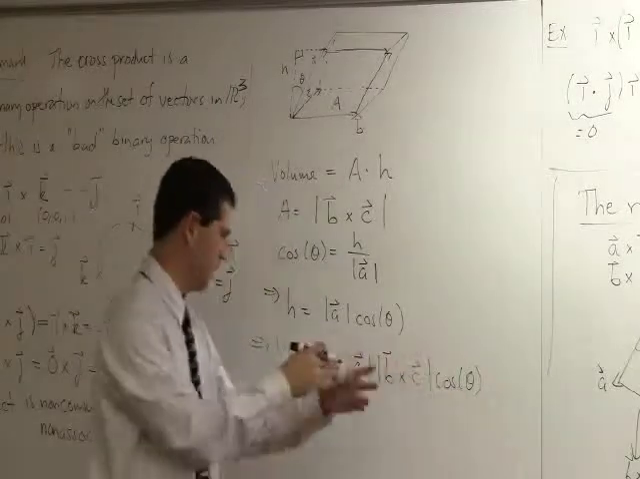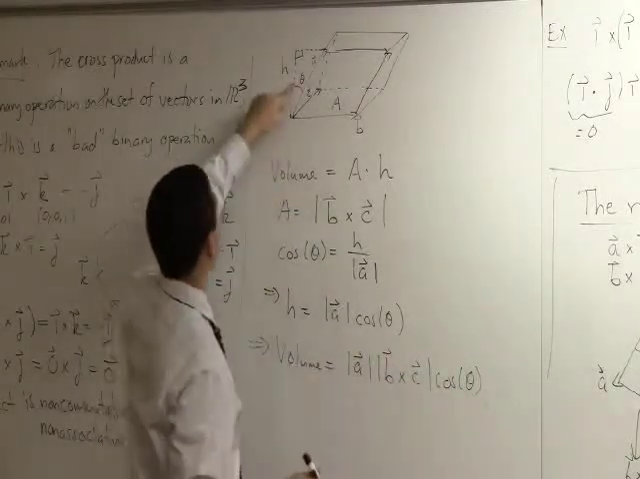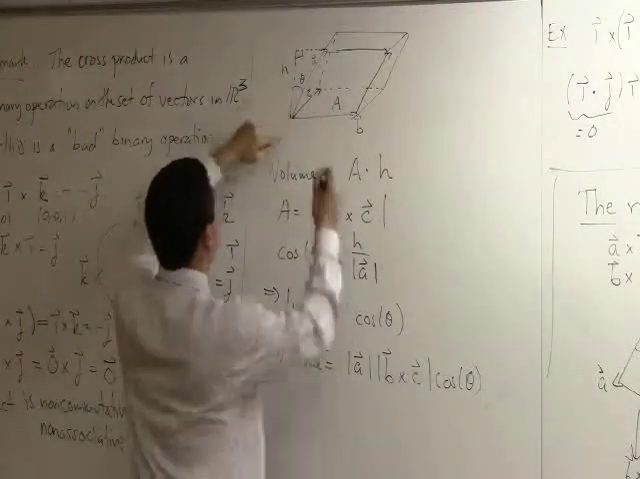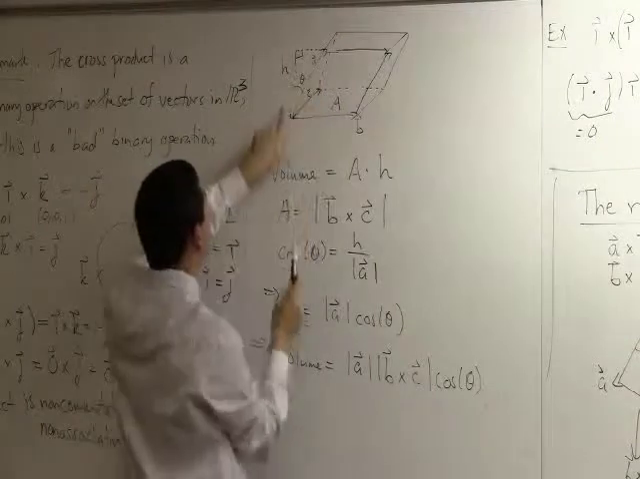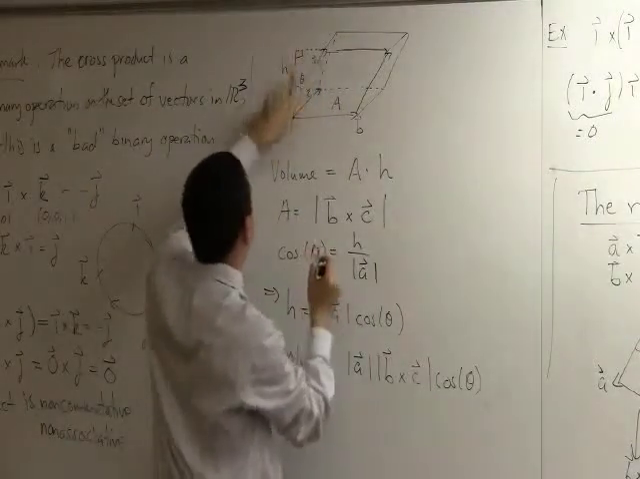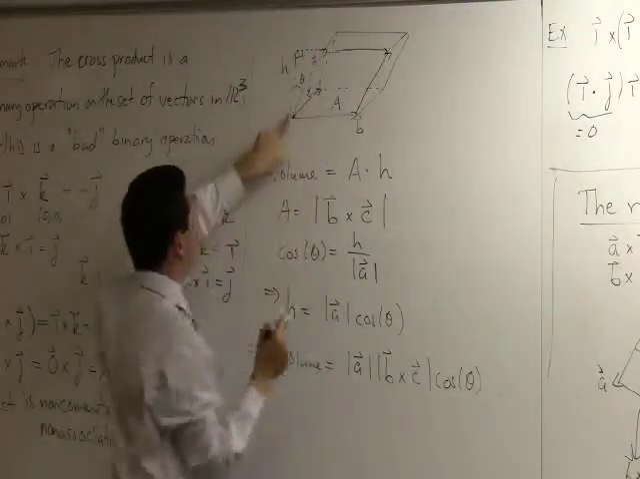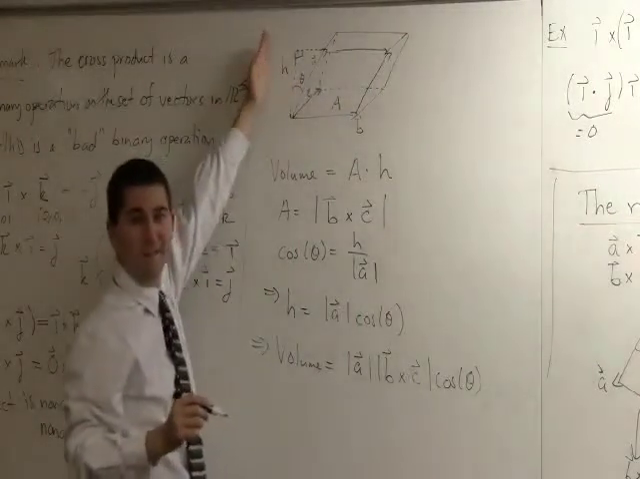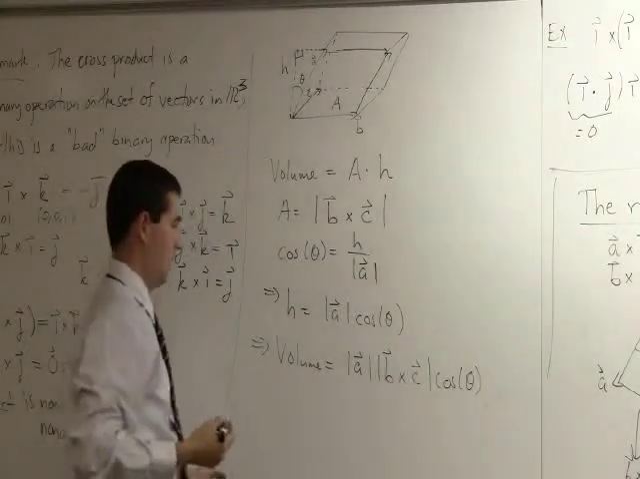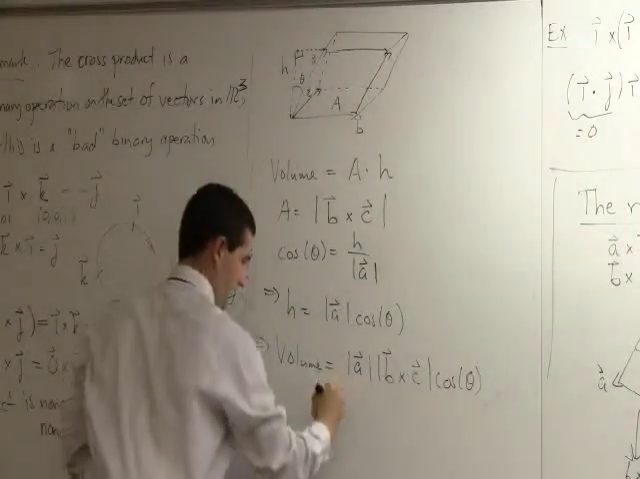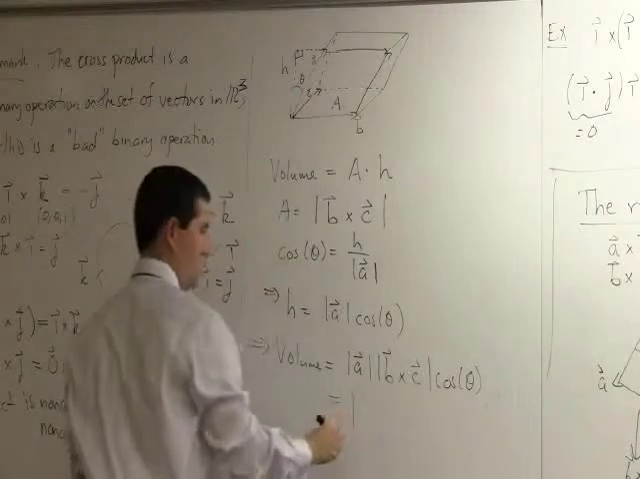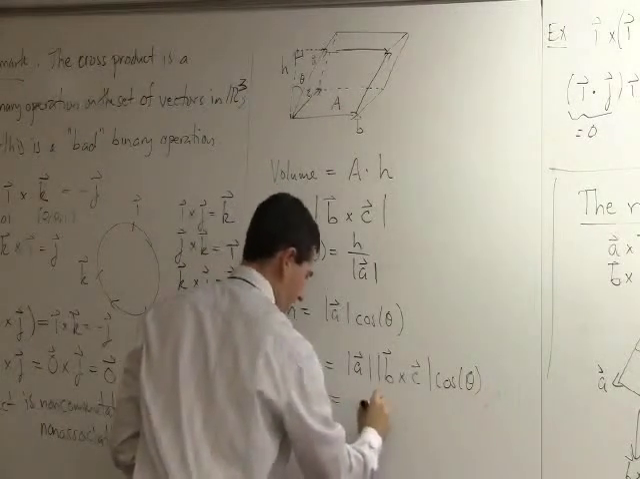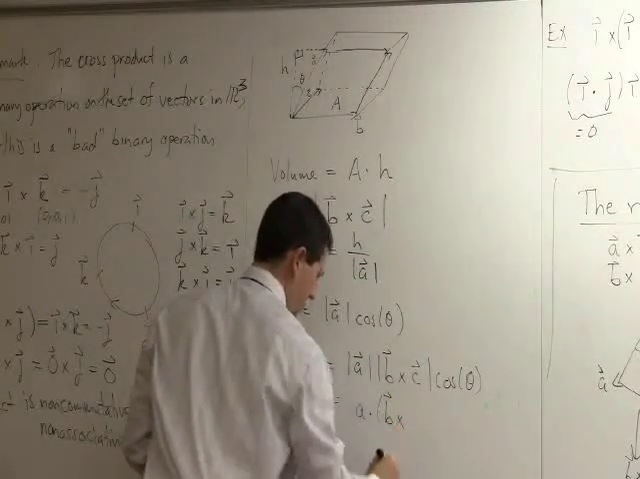Well, what's the theta? Theta is supposed to be the angle between them. But sure enough, theta is the angle between this vector and A. And what is this vector? Well, it's a vector which is orthogonal to B and C. It's exactly the cross product. So this we can write actually as A dot B cross C.